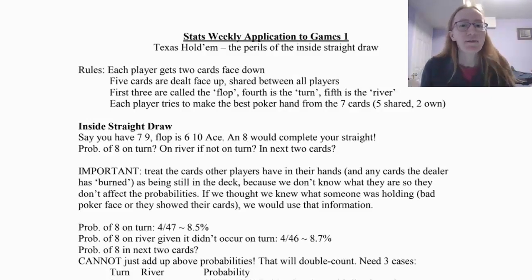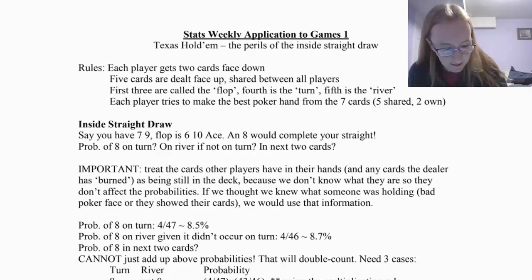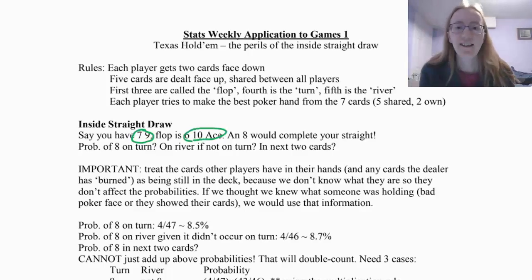So imagine that we're playing this game and I have a 7 and a 9. Oops, I'm going to try and get myself a little pen here so I can mark this up. I have a 7 and a 9. And the flop comes down 6, 10, ace. That looks really good because I have a 6, a 7, a 9, and a 10. And if I got an 8, I would have a straight. And I am so excited about straights. They look so cool. This kind of thing is called an inside straight draw because we need an 8 to complete that straight. So I want to know, what is the probability that I get this?